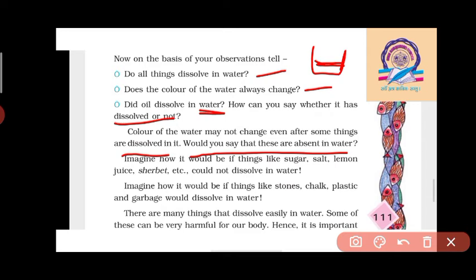The sugar will disappear, or it will dissolve in water. Yes or no? It will dissolve. But do you think the sugar is present there? Still we cannot see it. But do you think sugar is there, or it has gone? No, sugar is still there.